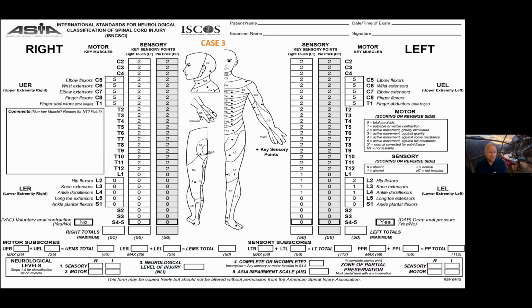So our next case, tell me what you're going to list out as the sensory level on the right. So on the right, the sensory level is T12. Okay. And how about on the left? On the left, it is also T12.